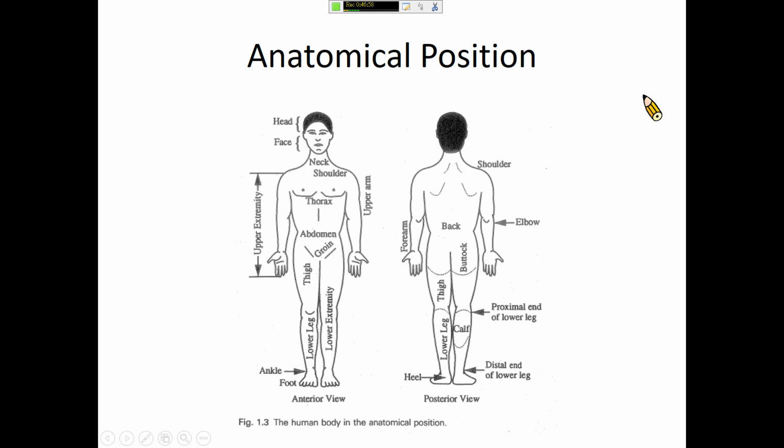Okay, in the army, we are always required when we stand, we have to. But that's the army position, not the anatomical position. Anatomical position is like that, with the palm facing forward. Okay?